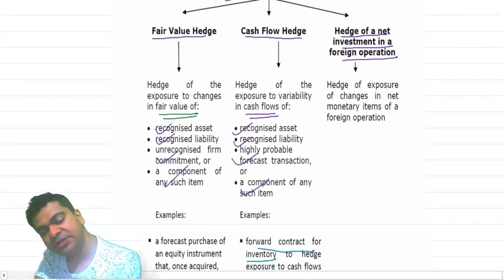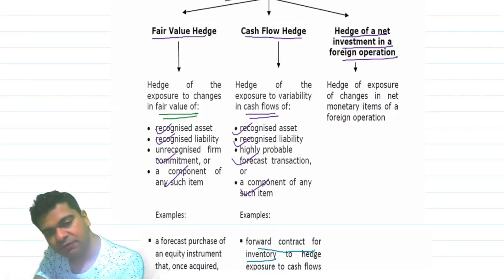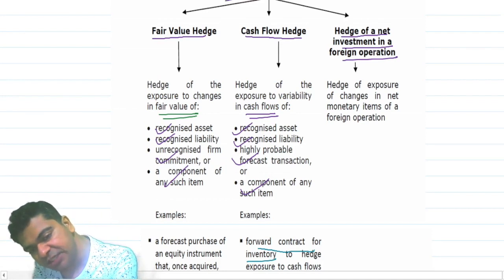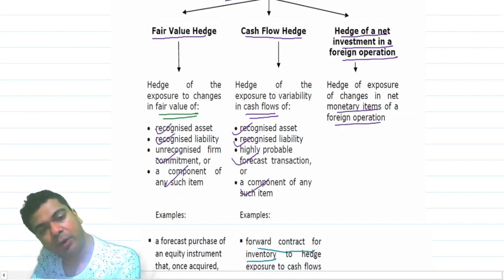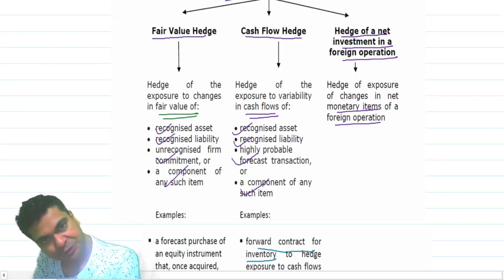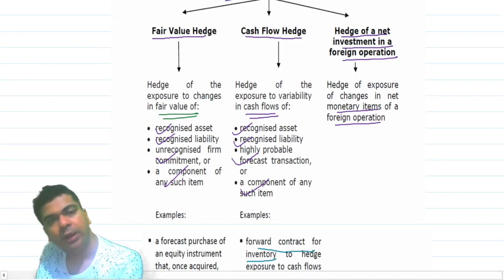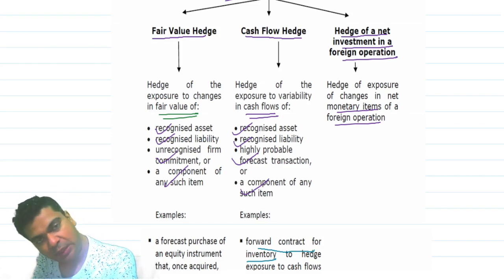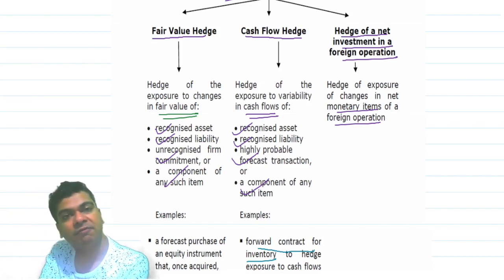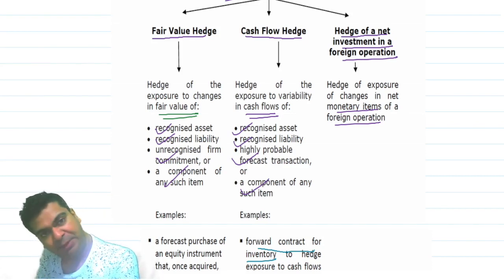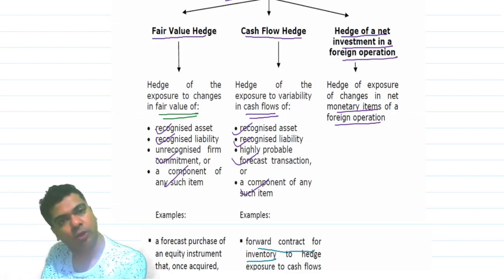And finally, of course, this we have already discussed earlier itself, hedge of the exposure of changes in the monetary items of a foreign operation. That's what we will consider as a hedge of a net investment in a foreign operation. So we are having three types of hedges. One hedge where you are concerned about the fair value changes which will affect my P&L or OCI. That's your fair value hedge.